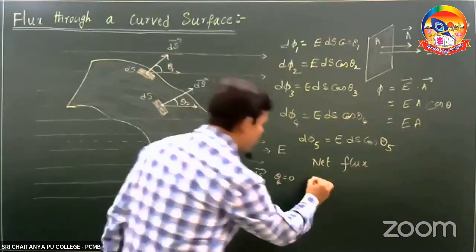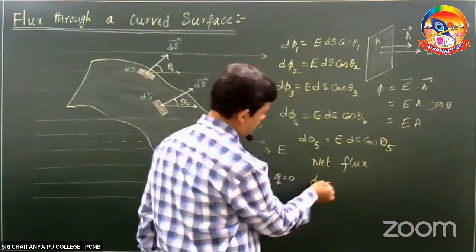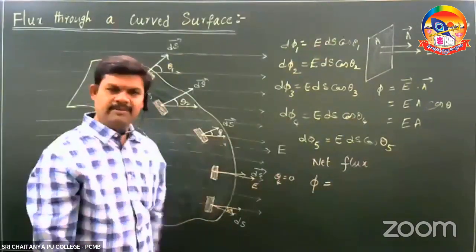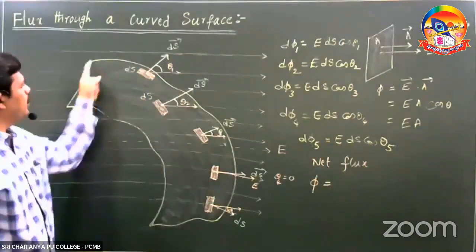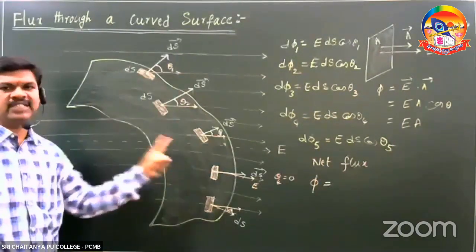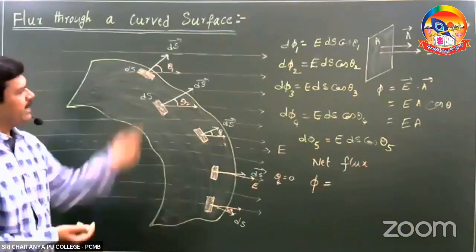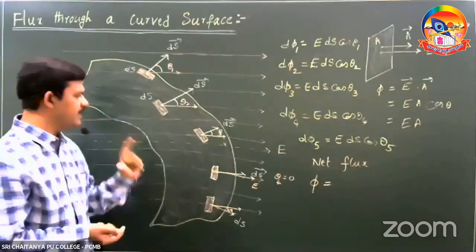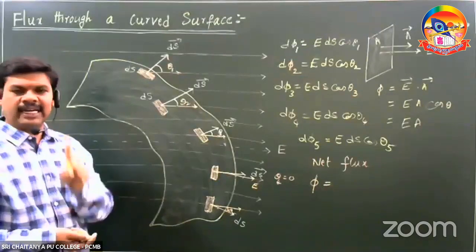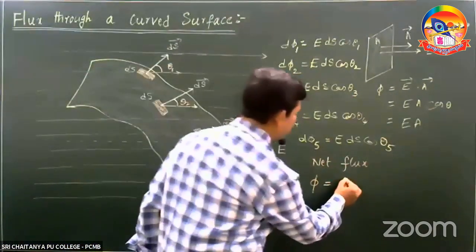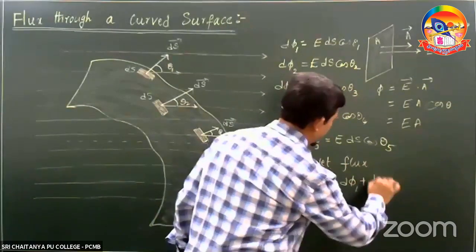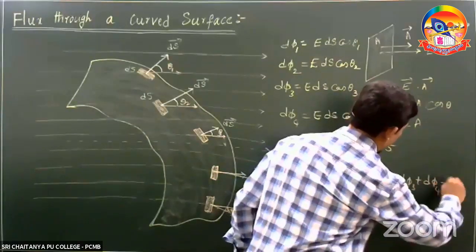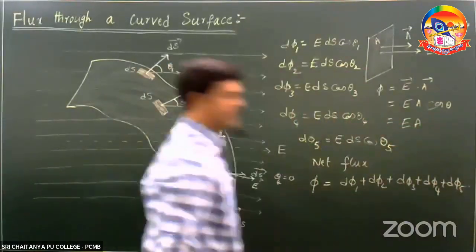Net flux, phi. If I add all these, this is only a few elements I do. If this total curved surface is divided into such small elements, if I take flux through each and add all these, I get the total flux through this curved surface, right? So it is the sum of d phi 1 plus d phi 2 plus d phi 3, d phi 4 plus d phi 5 and so on, right?